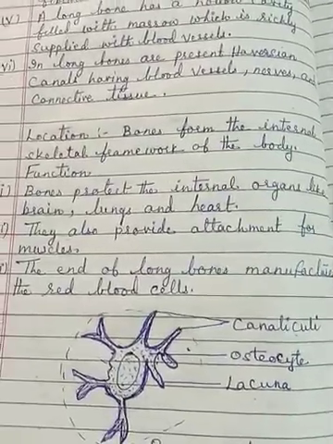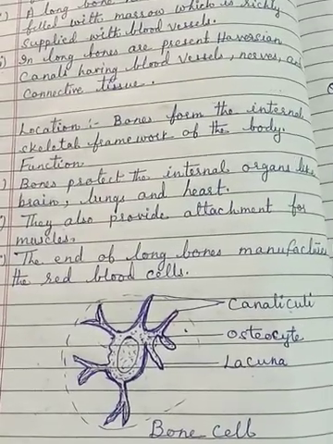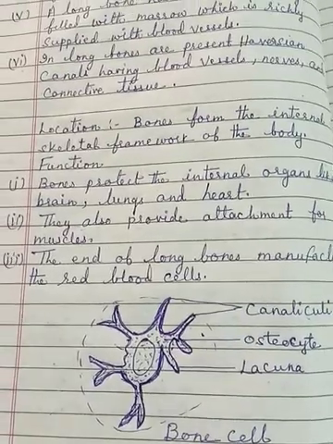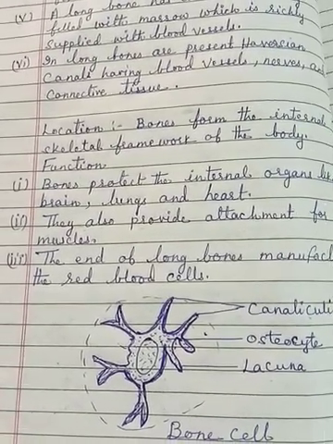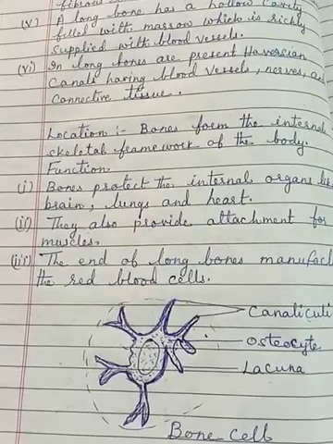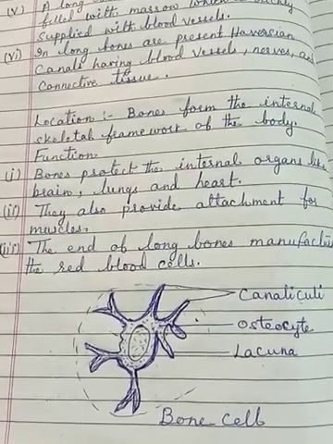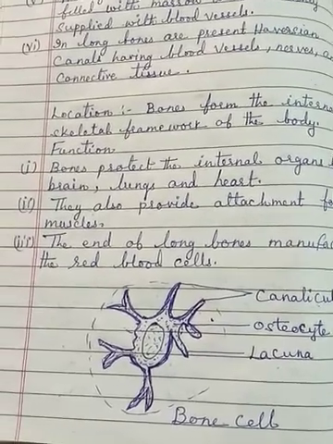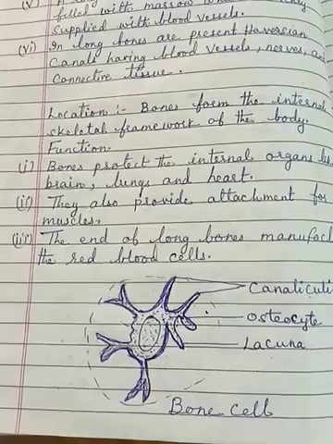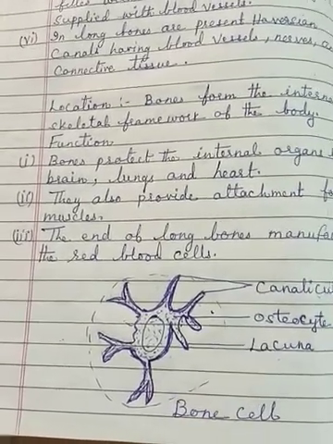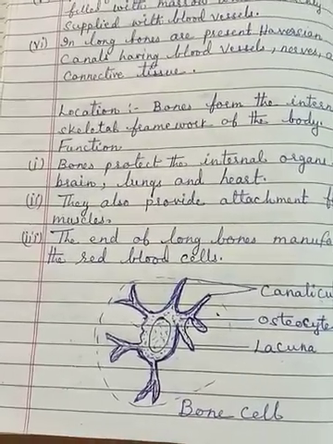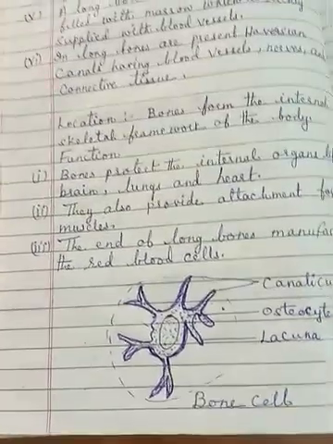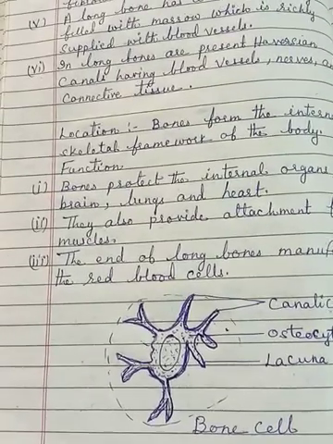Now, location of the bones. Bones form the internal skeletal framework of the body. Bones are hard, they form the skeletal framework of our body. Now, functions. Bones protect the internal organs like brain, lungs, and heart. As we all know, children, bones are very hard and they protect our internal organs. The brain is protected inside the skull, and lungs and heart are protected inside the rib cage. So they form a skeletal framework of our body.